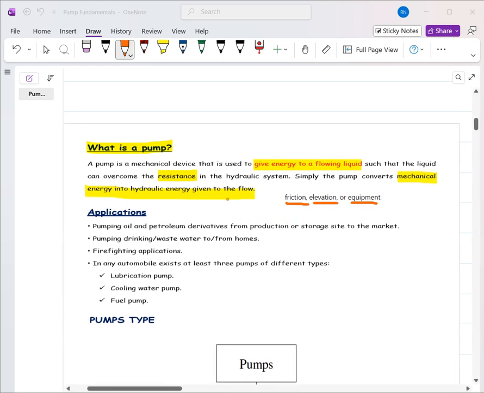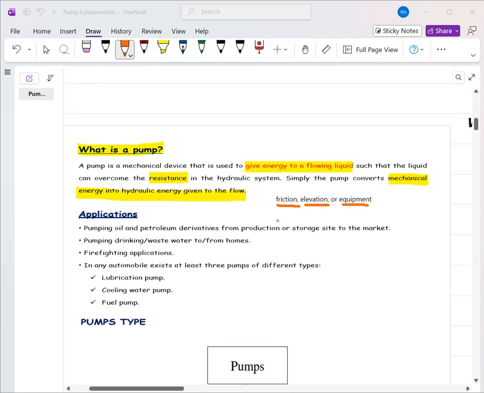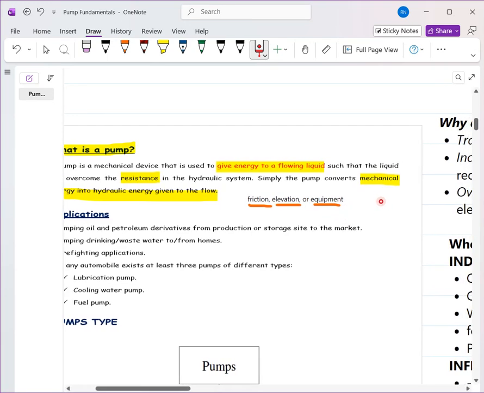So, in simple words, the pump is a mechanical device used to move fluids by mechanical action. It converts mechanical energy from the motor, engine, or prime mover into hydraulic energy. Hydraulic energy means the pressure energy or the kinetic energy or both in the fluids. So what is hydraulic energy?